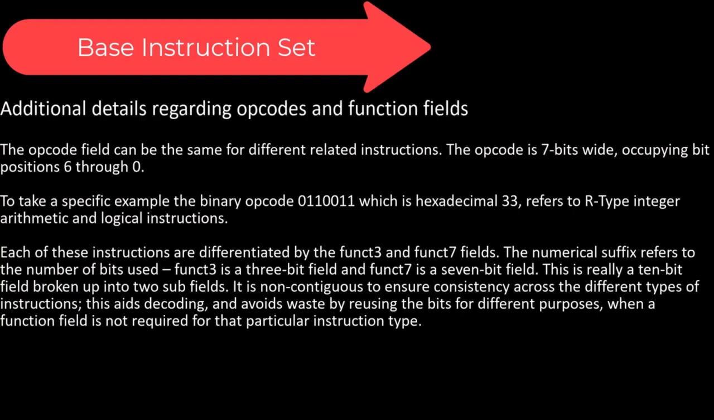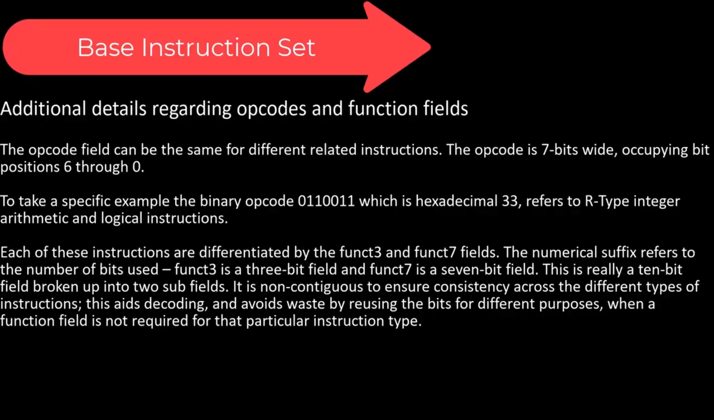Additional information, opcodes, and function fields. The opcode field can be the same for different related instructions. The opcode is 7 bits wide, occupying bit positions 6 through 0. To take a specific example, the binary opcode 0110011, which is hexadecimal 33, refers to R-type integer arithmetic and logical instructions. Each of these instructions are differentiated by the funct3 and funct7 fields.